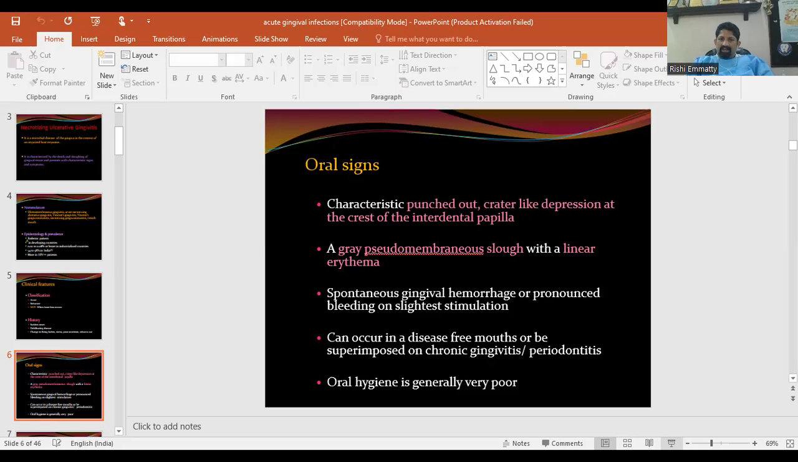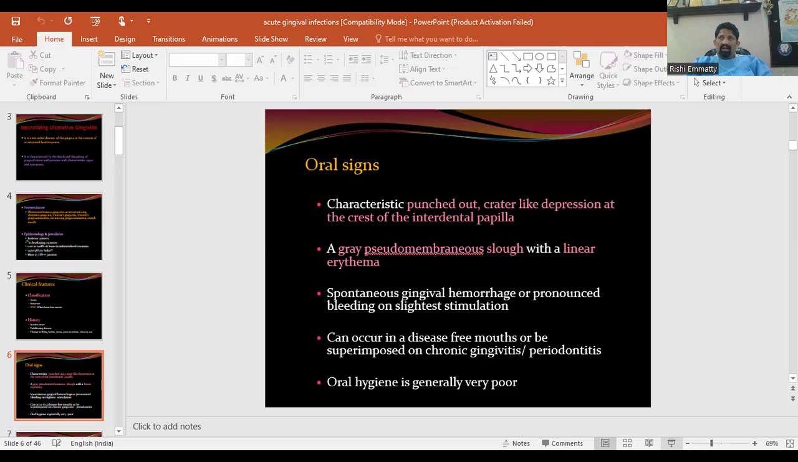Another sign is spontaneous gingival hemorrhage or pronounced bleeding on the slightest stimulation. Just a touch with your finger or a toothbrush, there will be spontaneous hemorrhage on the slightest provocation. It can occur in a disease-free mouth, meaning there is no gingivitis, no periodontitis, nothing, or it can be superimposed on chronic gingivitis or periodontitis.